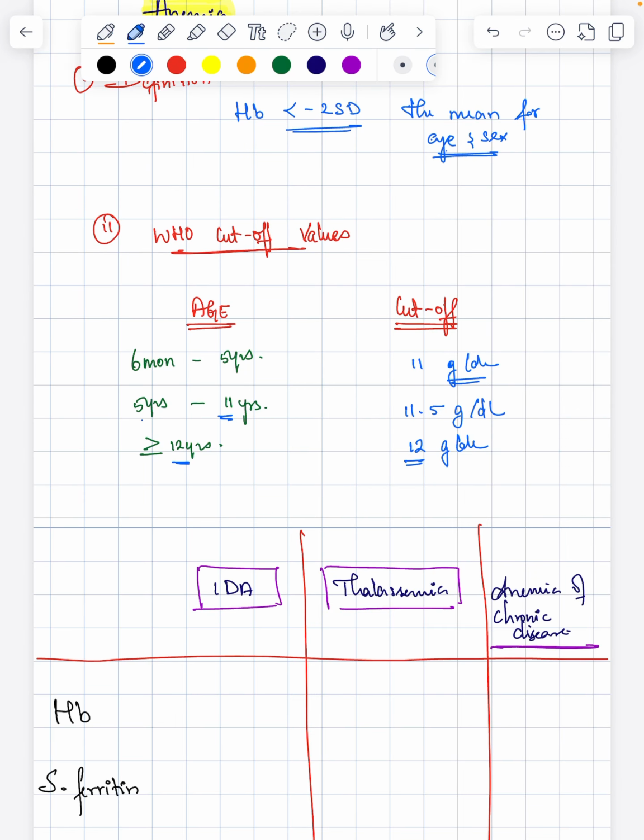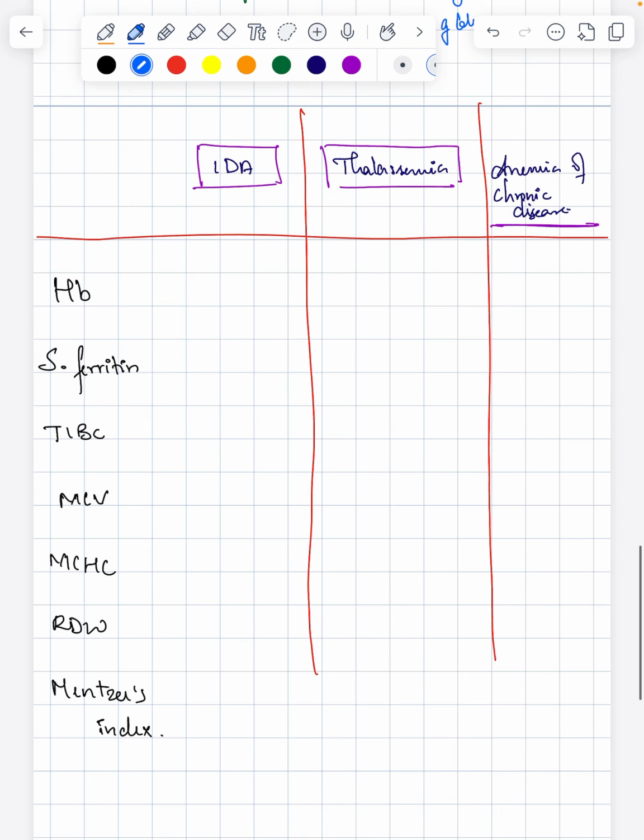Here you have to know the important and most frequently asked difference between iron deficiency anemia, thalassemia and anemia of chronic disease. First is your Hb. How will the Hb be in these three? Hb will be reduced in all of these three: iron deficiency anemia, thalassemia and anemia of chronic disease.